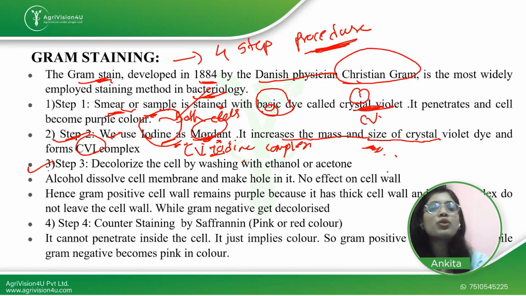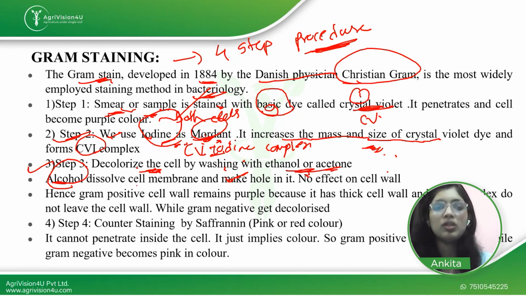In step 2, you use iodine, that is the mordant. In step 3, you will use the decolorizer. You will decolorize the cell. Now alcohol is used as a decolorizer. You will decolorize the cell by washing with ethanol or acetone, that is, alcohol. Alcohol will dissolve the cell membrane and make holes in it.